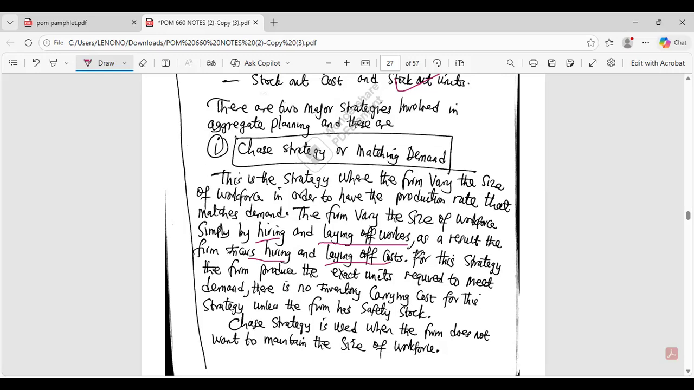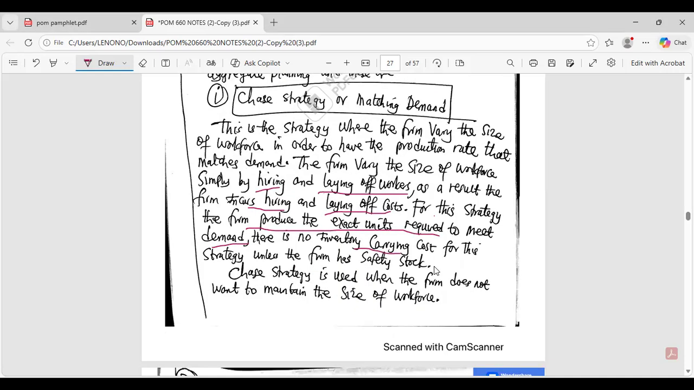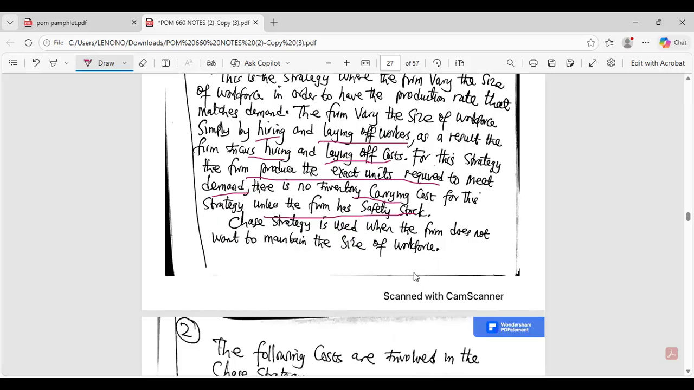So the costs of the chase strategy are hiring costs and layoff costs. For this strategy, the firm produces the exact units required to meet demand. There is no inventory, holding cost, or carrying cost, unless the firm has a safety stock. So the chase strategy is used when the firm does not maintain the size of the workforce.